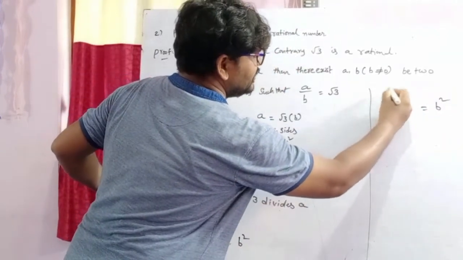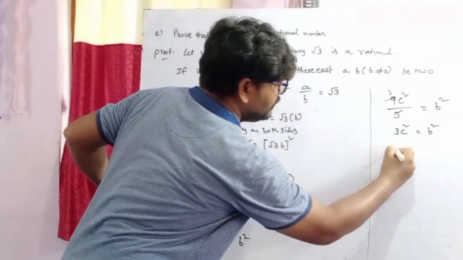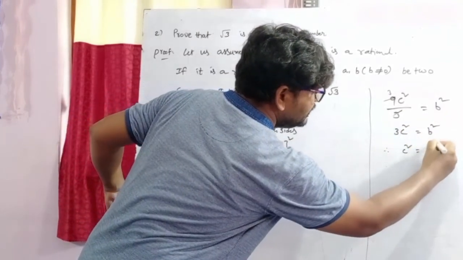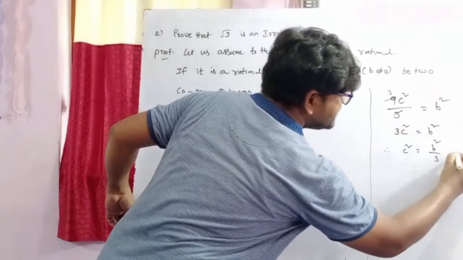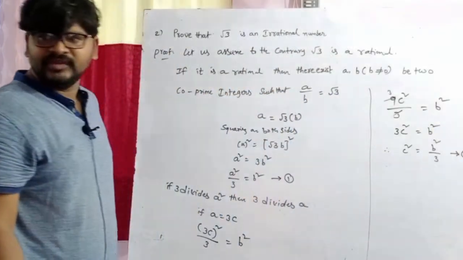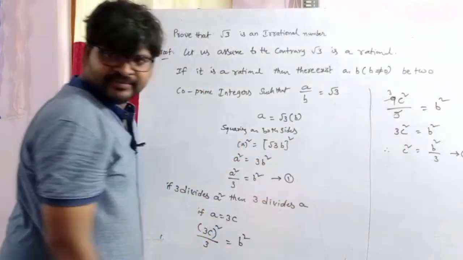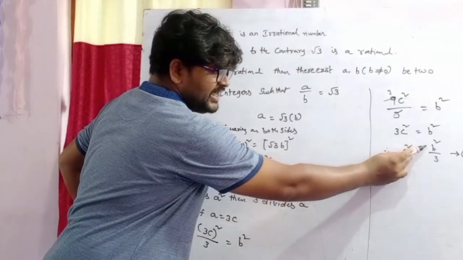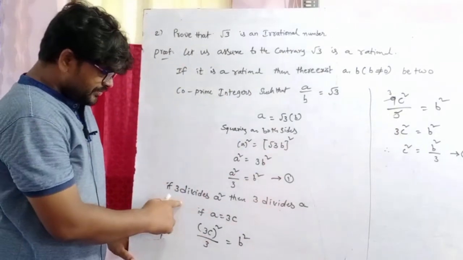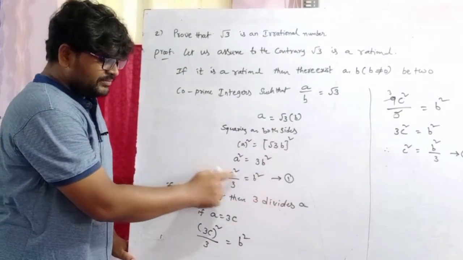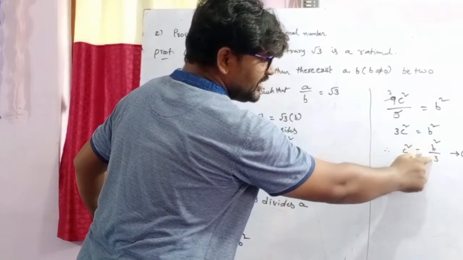3 1s are 3, 3 3s are 9. So 3c square equals b square. Therefore, c square equals b square by 3, multiplication going to this side, divided by. This is equation number 2. Again statement: if 3 divides b square, then 3 divides b. Here, if 3 divides a square, then 3 divides a. So here, if 3 divides b square, then 3 divides b.